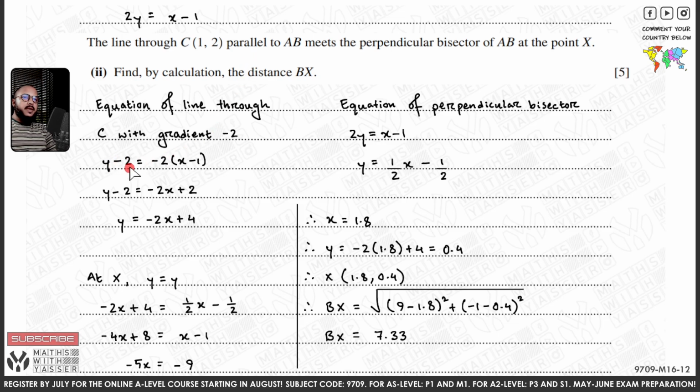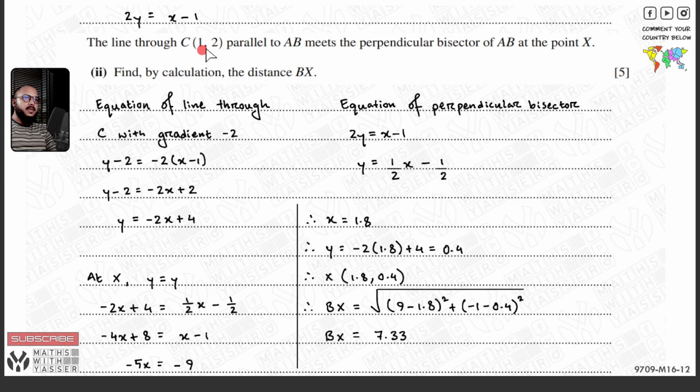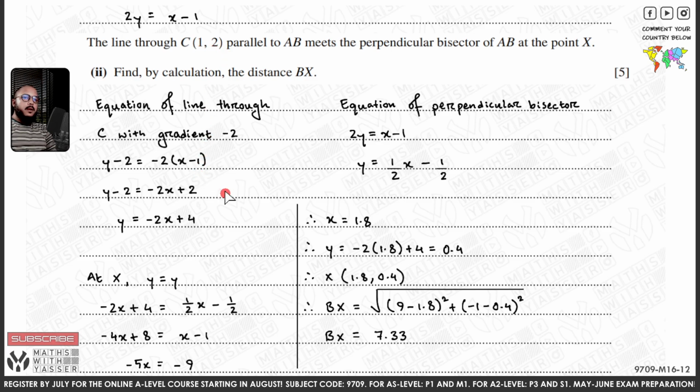So since they are parallel, they have the same gradient. So y minus y1 is equal to m(x minus x1). That means y minus 2 is equal to negative 2(x minus 1). So y minus 2 is equal to minus 2x plus 2, which gives us y equals minus 2x plus 4. So this is the equation of the line which is parallel to AB, having the same gradient as AB, and it is passing through the point C(1, 2).